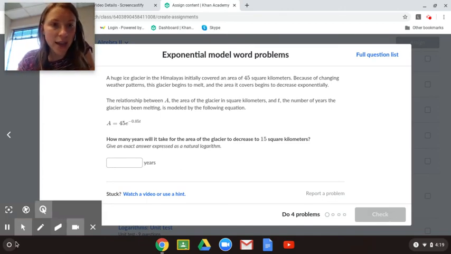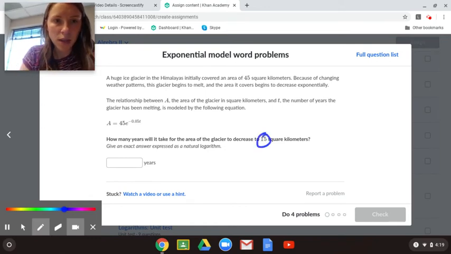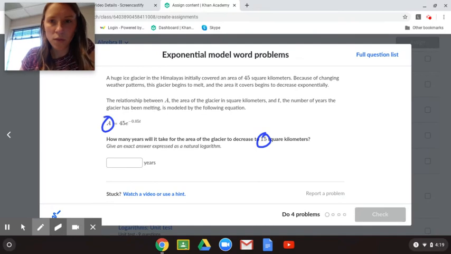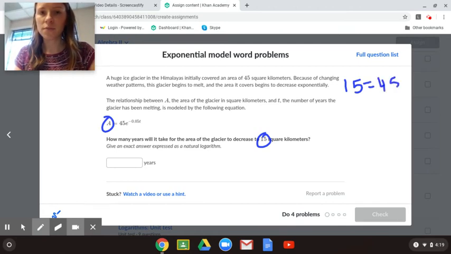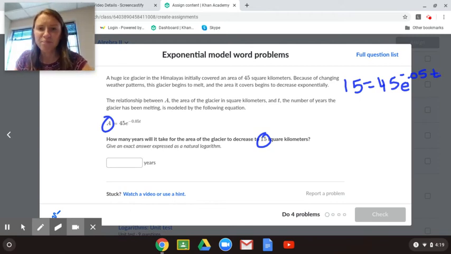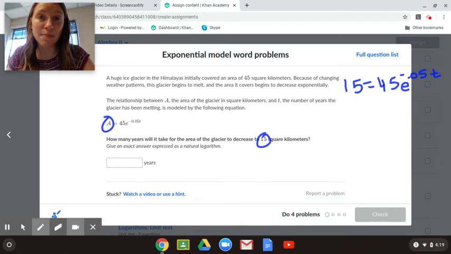So let's write this in. We want to put this 15 in for A. So I'm going to write that over here. We got 15 equals 45 e to the negative 0.05 t. Okay, now we want to solve this equation to get t by itself.